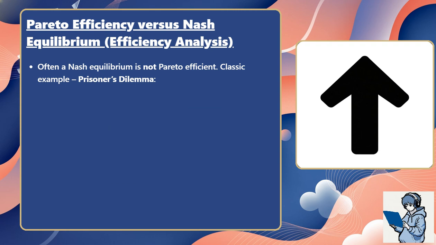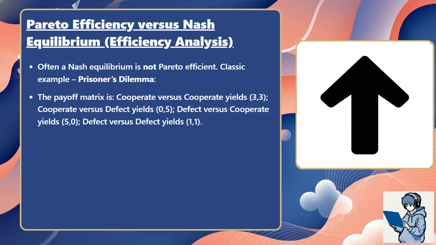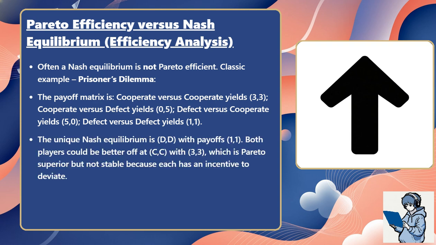Classic example: prisoner's dilemma. The payoff matrix is cooperate versus cooperate yields 3-3, cooperate versus defect yields 0-5, defect versus cooperate yields 5-0, defect versus defect yields 1-1. The unique Nash equilibrium is DD with payoffs 1-1. Both players could be better off at CC with 3-3, which is Pareto superior, but not stable because each has an incentive to deviate.